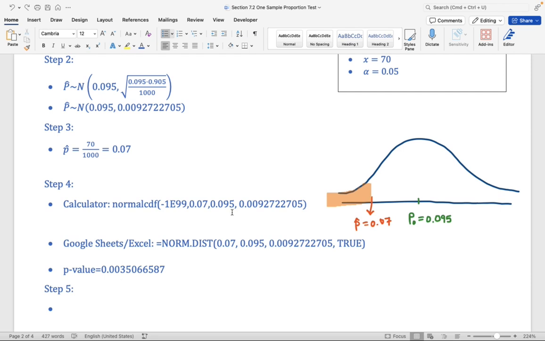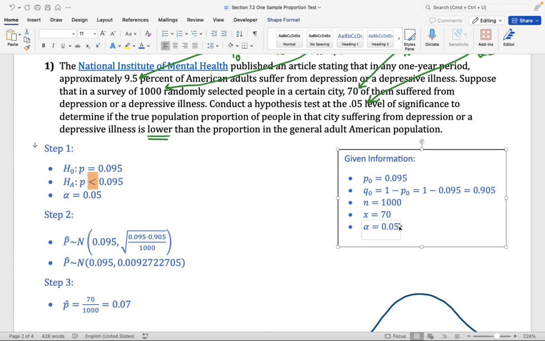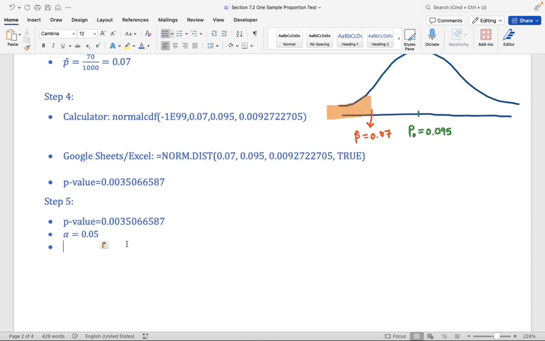Here we need to compare the p-value and the alpha value. We have alpha equal to 0.05. Is your p-value less than alpha, or is it greater or equal to alpha? Notice the p-value is less than alpha, which means that we're going to reject the null hypothesis.